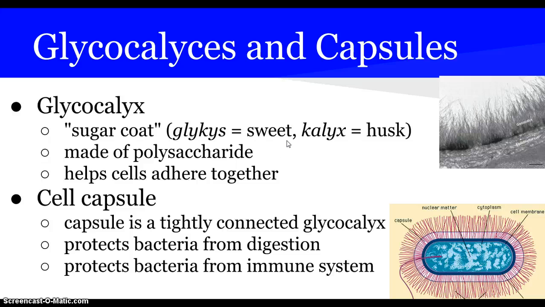So there's even more layers to this. Most bacteria also have something called a glycocalyx, which comes from the Greek glykos, meaning sweet, and calyx, meaning husk or cup. And so this is a sugar coating, made, of course, of polysaccharides, so more sugar. Yep. And this helps cells adhere together. So think about if you spill ginger ale all over your hands.